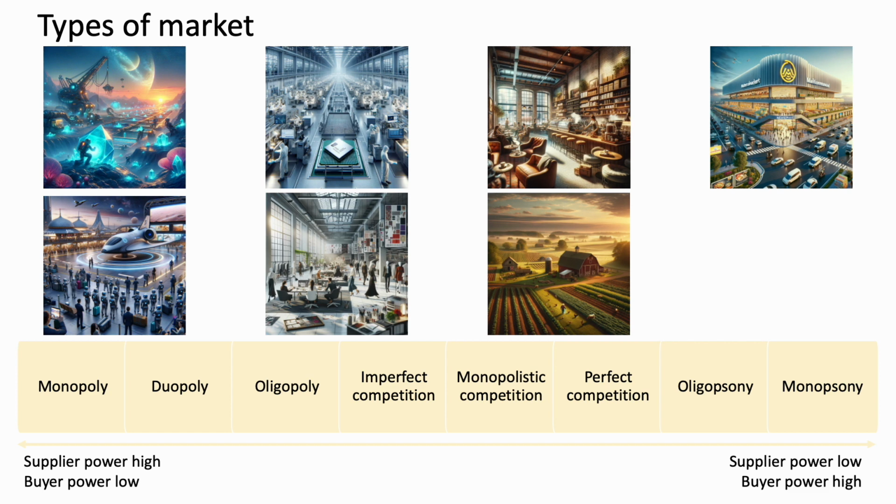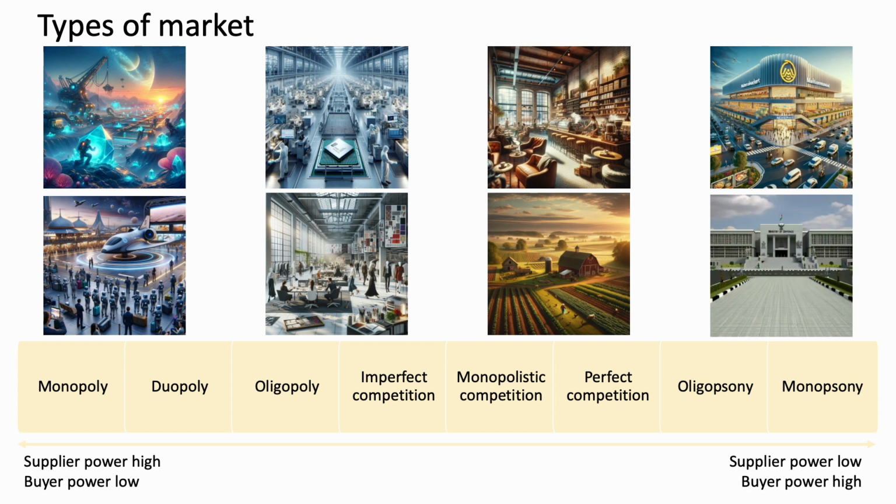Monopsony. A market with only one buyer holds a monopsony. An example could be a government being the sole purchaser of certain defense equipment from contractors. In this case, the government has significant bargaining power over the suppliers.